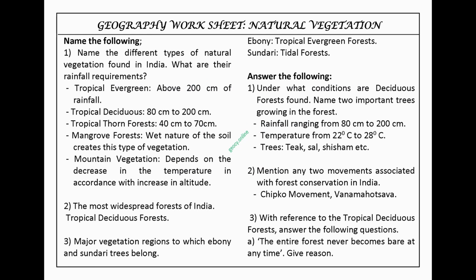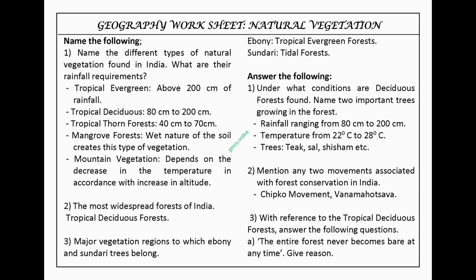Mangrove forests, wet nature of the soil creates this type of vegetation. Mountain vegetation, depends on the decrease in the temperature in accordance with increase in altitude. The most widespread forests of India: tropical deciduous forests. Major vegetation regions to which ebony and sundari trees belong: Ebony, tropical evergreen forests. Sundari, tidal forests.